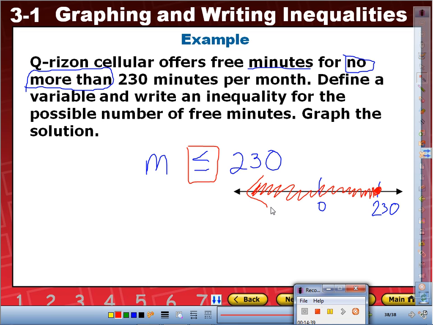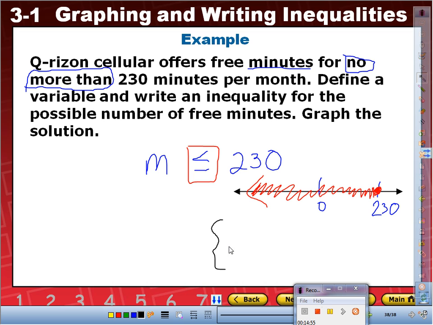All right, so let's see. Did we define a variable? Yes. Did we write an inequality? Yes. And did we graph the solution? Yes. All right.